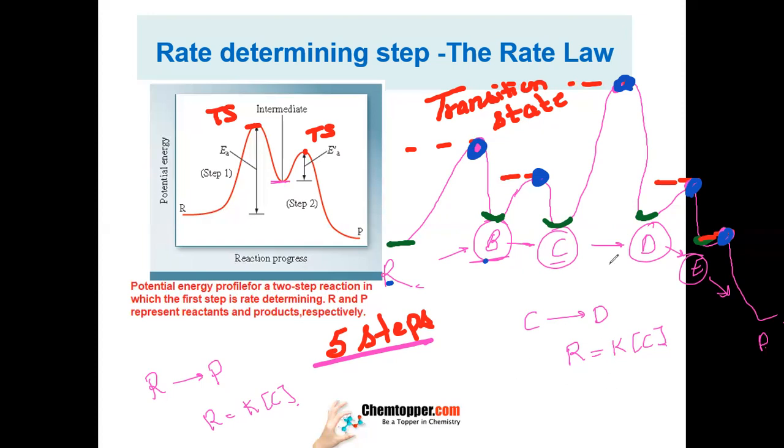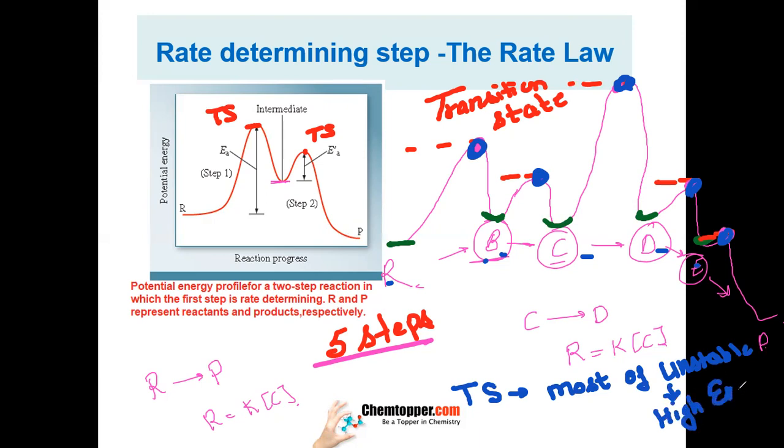So, five transition states, right? And then these are the intermediates B, C, D, E. Transition states are the most unstable state. Why? Because they are the ones with the highest energy, top of the hill, most unstable. Unstable means very high energy. You cannot trap them. So during the reaction, transition states are never observed. We don't have any experimental proof for transition states.